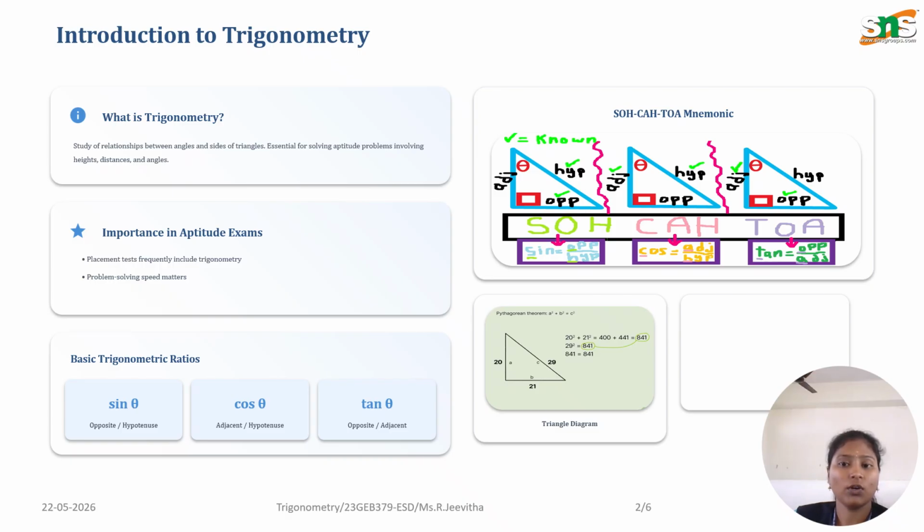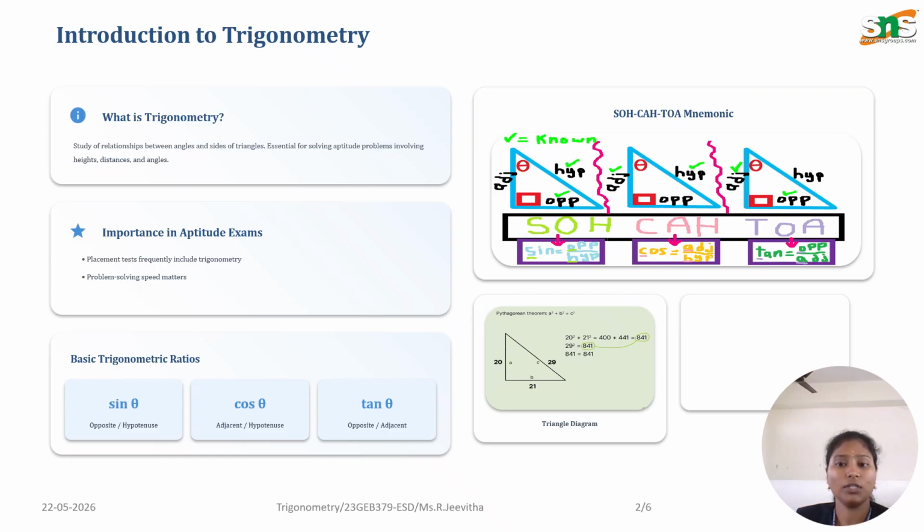Imagine you are standing on the ground looking at a tall building. If you know how far away you are standing and you know the angle your eyes make when looking up, you can find the height of that building easily using TOA without ever using a physical measuring tape. That's how useful this is.